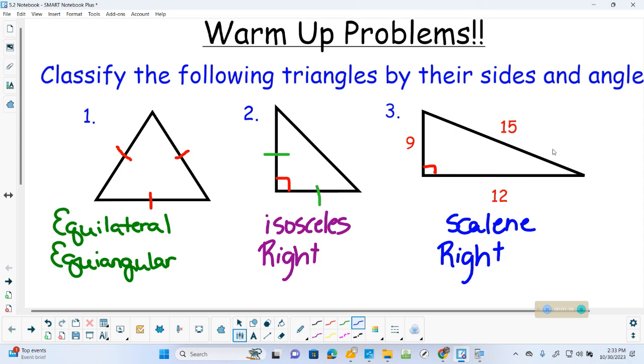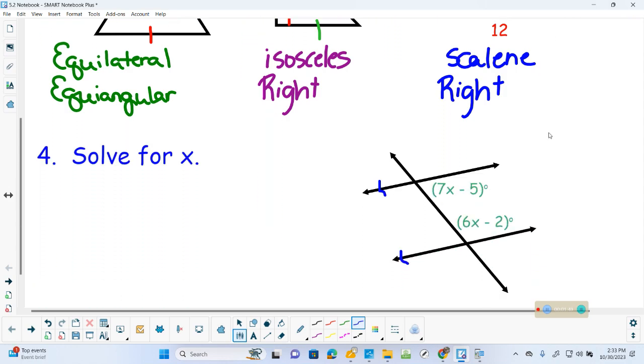Okay, well, let's do the 4th one. Now, here's a good review. Chapter 3. And while we're on a vocab kick, what's the name for these types of angles? Yeah, consecutive interior. Are they congruent or do they add to 180? They add to 180. All right, so let's add them to 180. Let's solve it, of course.